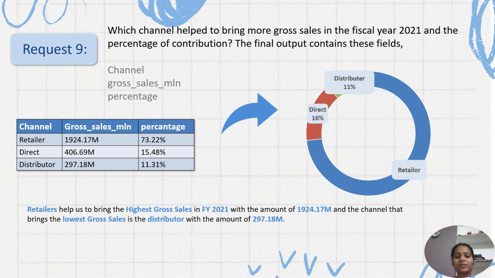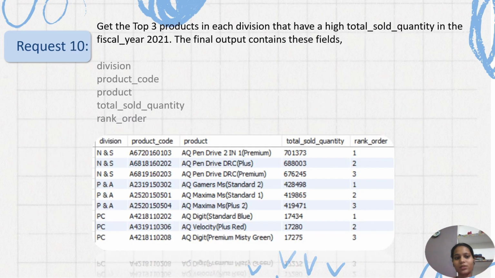The retailers helped us bring the highest gross sales in the fiscal year 2021 with an amount of 9024.17 million. And the channel that helped bring the lowest gross sales is the distributor with an amount of 297.18 million.